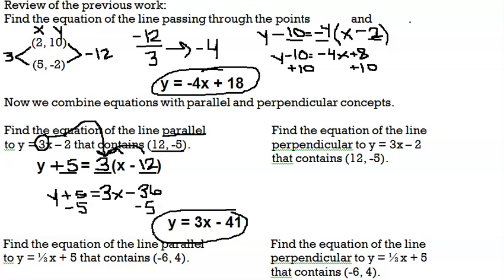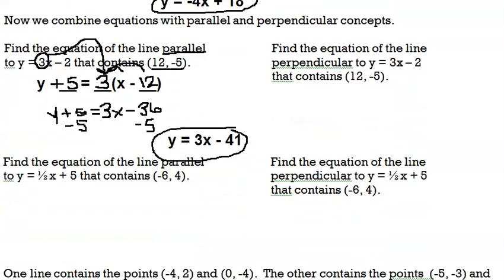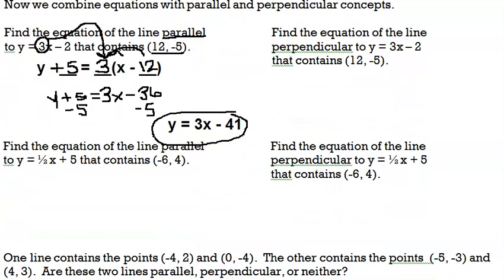Now, the difference between a parallel and a perpendicular situation is that parallel lines have the same slope. So you keep the slope number the same. If it is a perpendicular situation, you do not want to keep the slope number the same. You want to use some of the tricks that we've talked about.